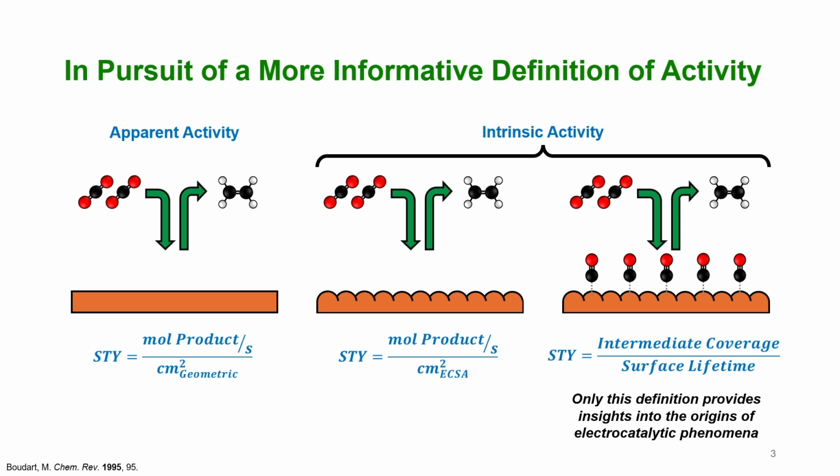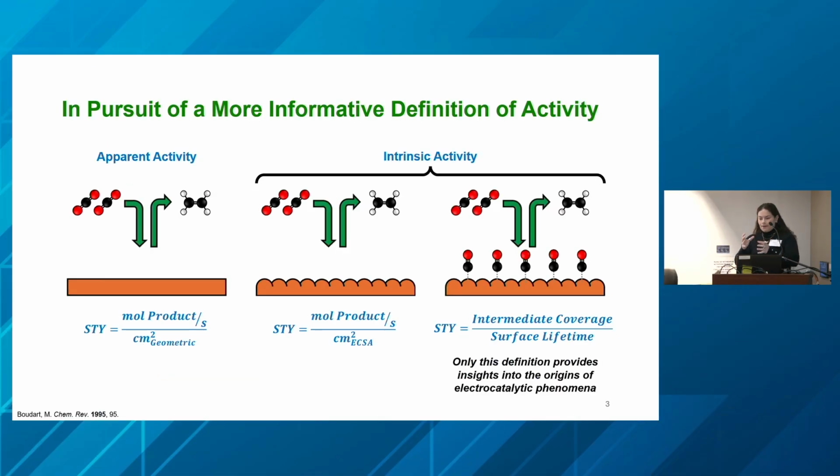However, intrinsic activity is a more formal definition of activity where you can understand the activity on a per site basis, and this is really important in understanding the fundamental origins of enhancing or inhibiting catalytic activity. In this case, we have intrinsic activity, or a site time yield for a particular product. It is equal to the product generation rate normalized by the electrochemically active surface area, or your ECSA. And this measurement, the ECSA, is usually significantly larger than your geometric area because it takes into consideration the nanostructuring of your electrocatalyst itself.